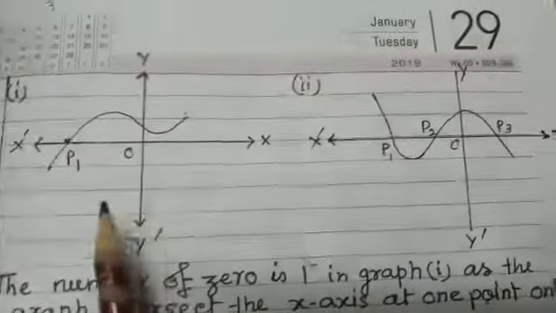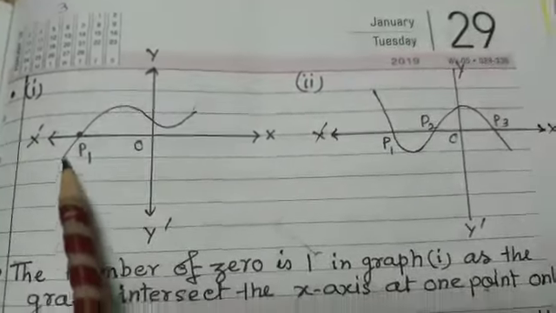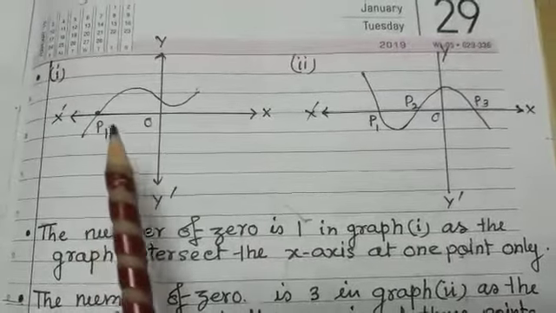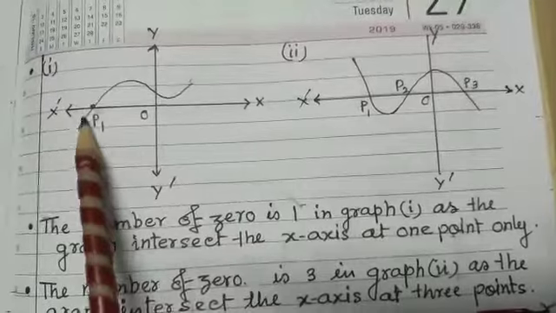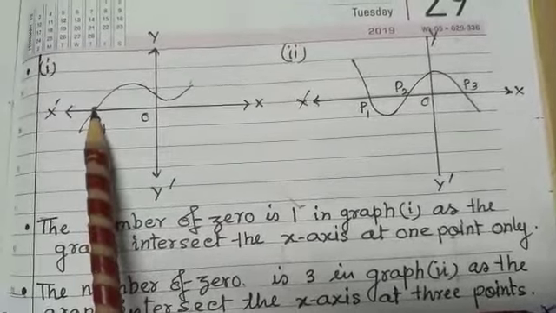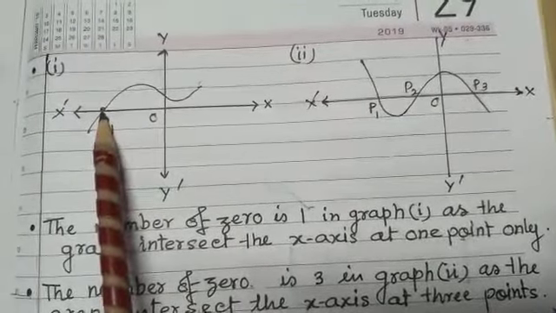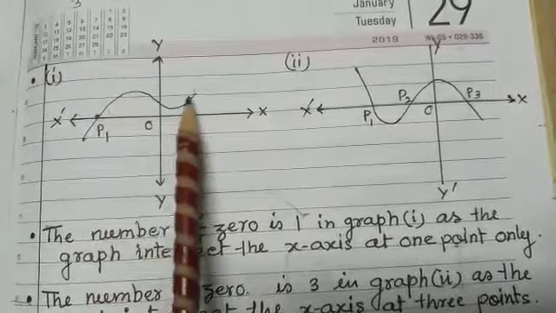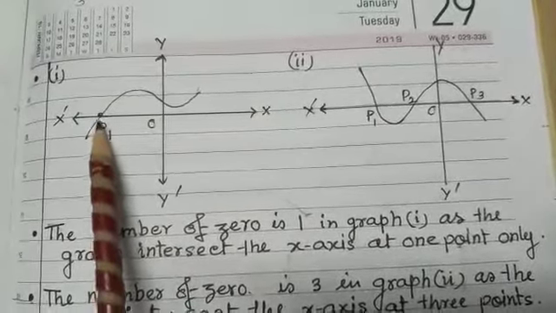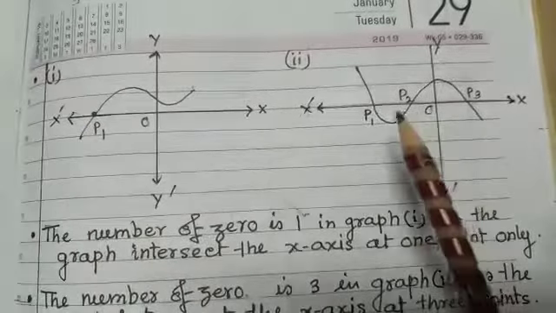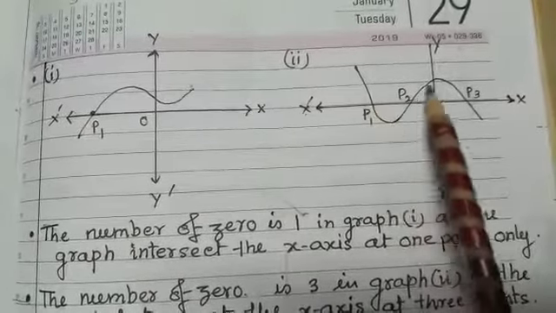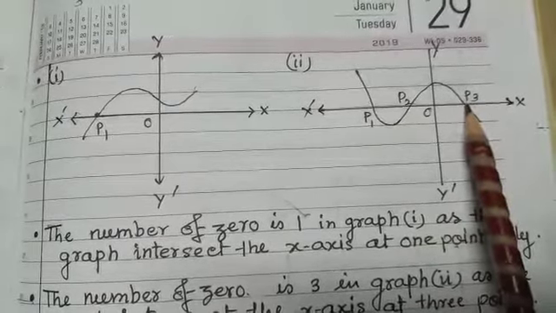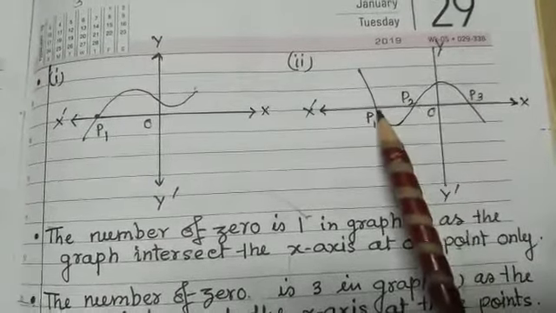Next you see another graph. This curved line is the graph of some polynomial. It is touching the x-axis at only one point. So the number of zeros of this graph is only 1. Here this graph is touching the x-axis at 1, 2, 3 points. So the number of zeros will be 3.